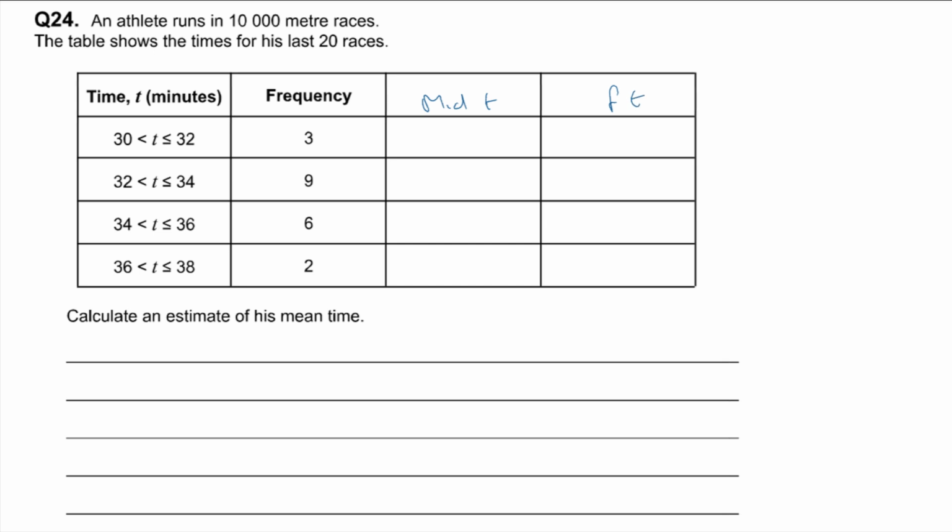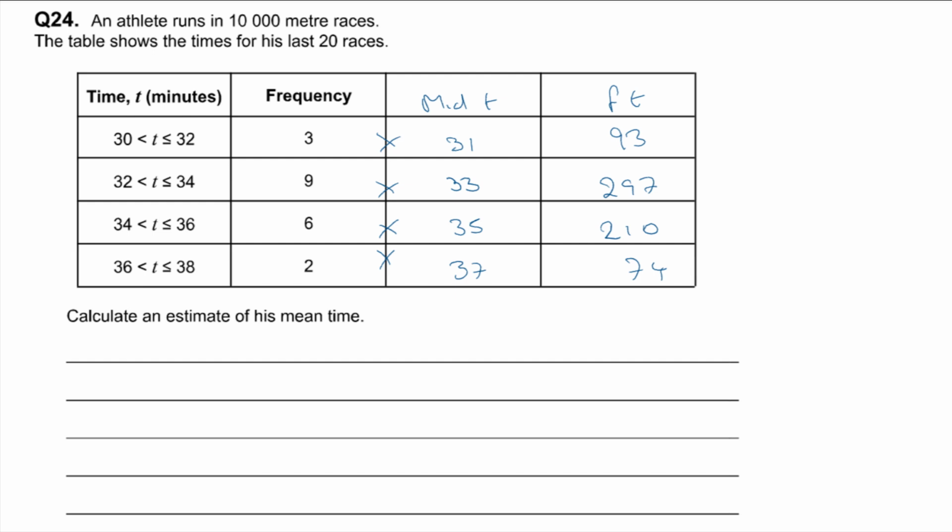So what is the mid value of 30 to 32? That's going to be 31. Middle of 32 and 34 is 33. Middle of 34 and 36 is 35. Middle of 36 and 38 is 37. Then we're going to times these. 3 times 31, that's 93. 9 times 33, that's 297. 6 times 35, that comes to 210. 2 times 37, that's going to be 74.